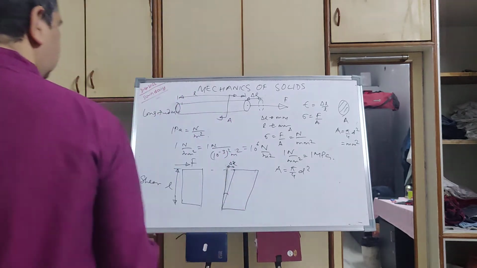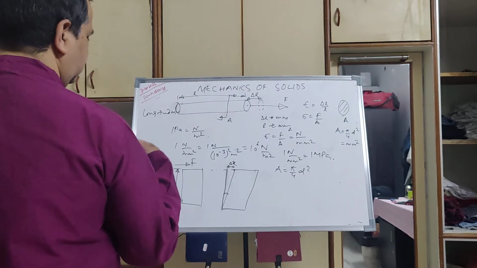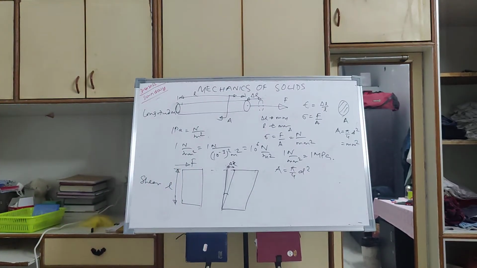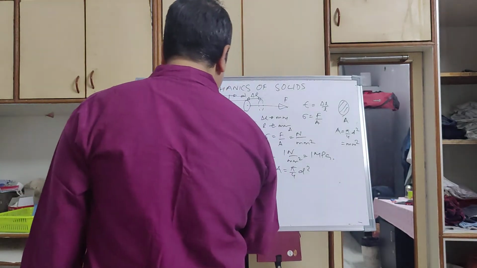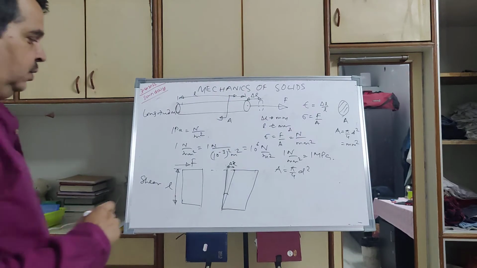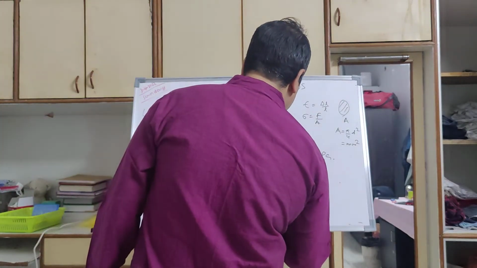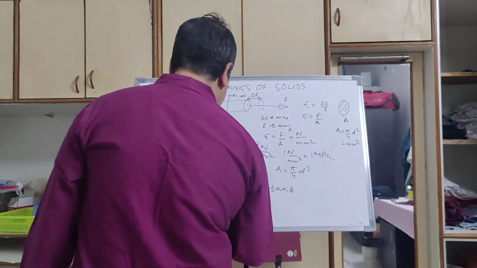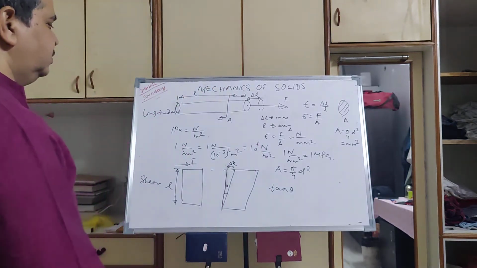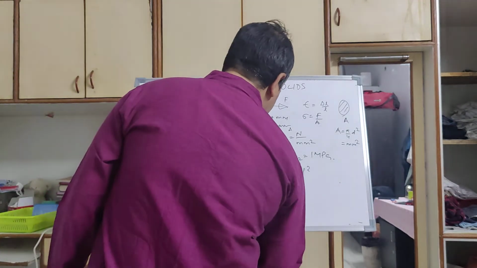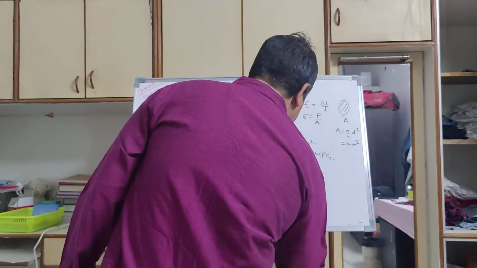Because this load is applied parallel to the surface, it gives rise to a shear strain. So what is this shear strain? Shear strain is nothing but this angle. Let us say this small angle is theta. If this is theta, what is tan theta?